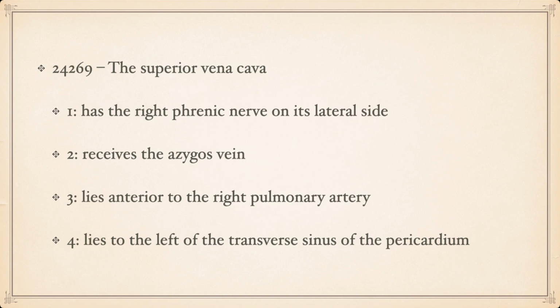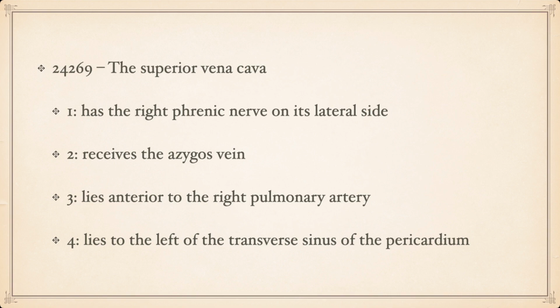Okay, another type X on the same topic. The superior vena cava has the right phrenic nerve on its lateral side, receives the azygous vein, lies anterior to the right pulmonary artery, and lies to the left of the transverse sinus of the pericardium. I'll give you a chance to give some answers. Okay, has the right phrenic nerve on its lateral side? Well, yes it does, that is true. Remember that the right phrenic nerve will actually follow the SVC on its lateral side, and then it will pass anterior to the hilum. Receives the azygous vein, we discussed that in the previous question. Yes it does, at the transverse thoracic plane, so of T4 through to the manubriosternal joint, or the angle of Louis.